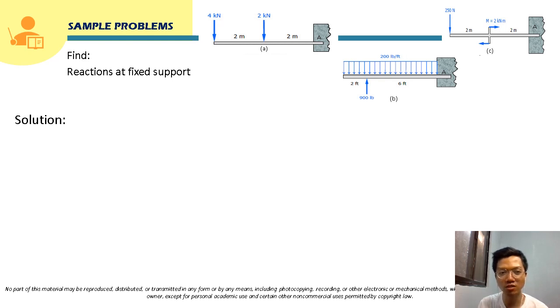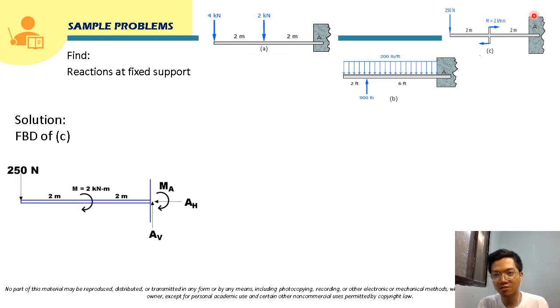Okay, so we will now proceed to the third beam here. So this is the beam C. Okay, so let's construct first its free body diagram. Since this is fixed supported here, it will provide 3 reactions: the horizontal and vertical reactions, AH and AV, and we also have a moment reaction. So again, we will just assume the reaction moment at A as clockwise. So that's our assumption here.